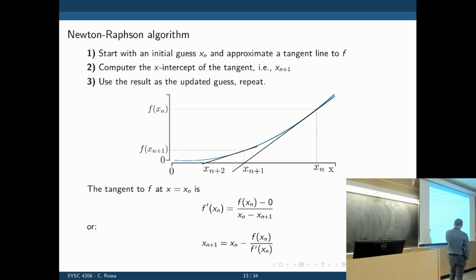Okay. So, what's the tangent? This tangent line here, the derivative, is basically the slope at that point, right? So what's the slope? It turns out to be this height divided by that distance. So this slope, which is the derivative of the function, is f(xn) minus 0 divided by xn minus xn plus 1.